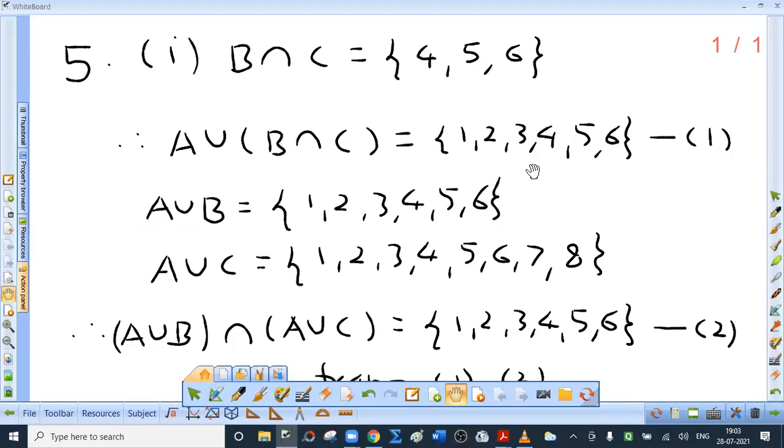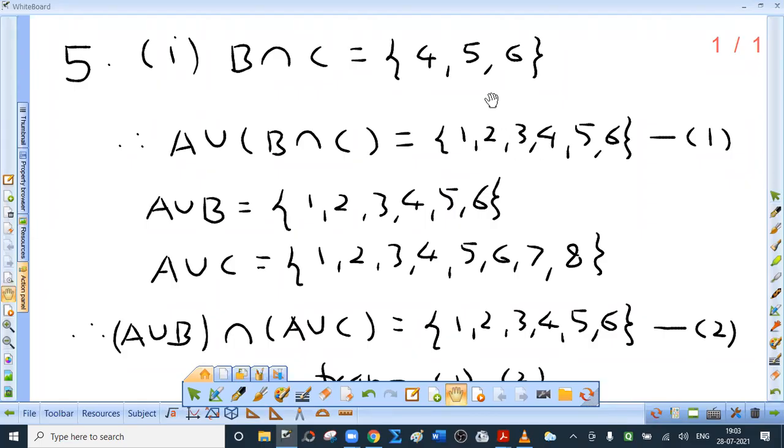Fifth one, if sets A, B, C are given and the universal set is given, then we are asked to prove 10 things, beginning with the distributive law. A union B intersection C is A union B intersection A union C. Second, fourth and sixth for homework.